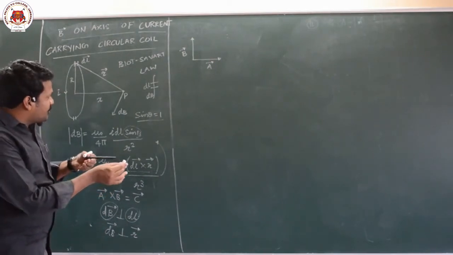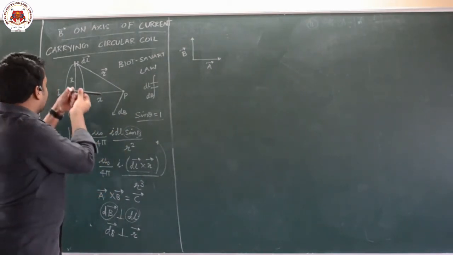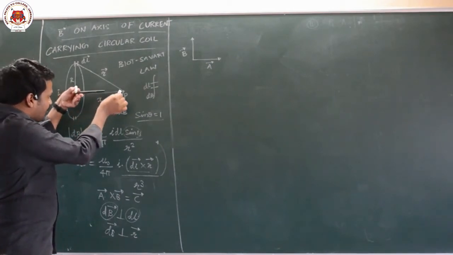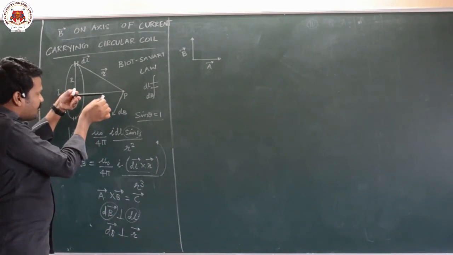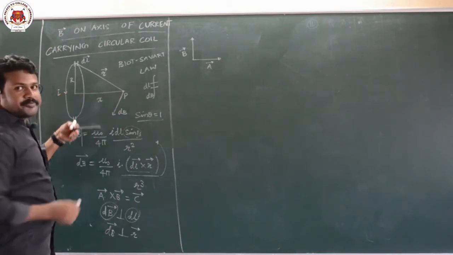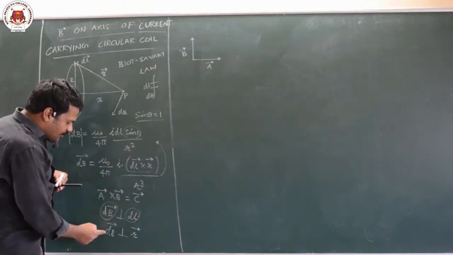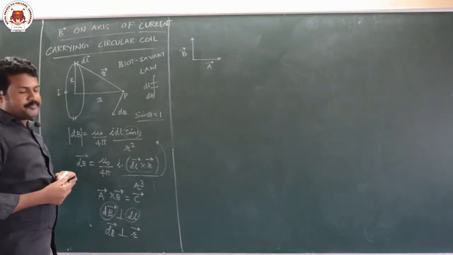This is B. You can observe here, this is dl entering into, this is r, and finally dB is coming like this. So these 3 are mutually perpendicular. That's why I said dB bar perpendicular to dl bar, dB bar perpendicular to r bar.